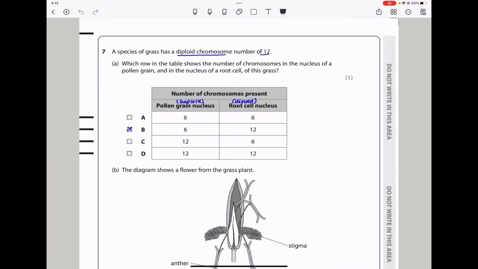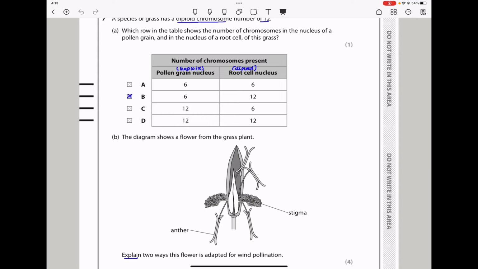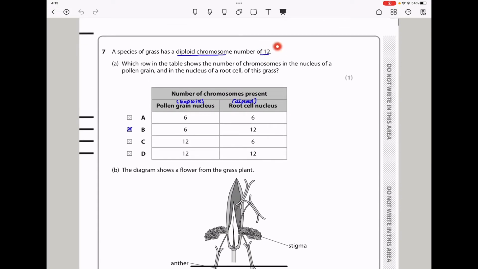Question 7. A species of grass has a diploid chromosome number of 12. Which row in the table shows the number of chromosomes in the nucleus of a pollen grain and the nucleus of a root cell of this grass? So remember, they said a diploid is 12, so the haploid has to be 6. Since the pollen grains are haploid, the answer for this part should be 6, and the roots are tissues of the plant, so they're going to be diploid, so the answer is going to be B here.